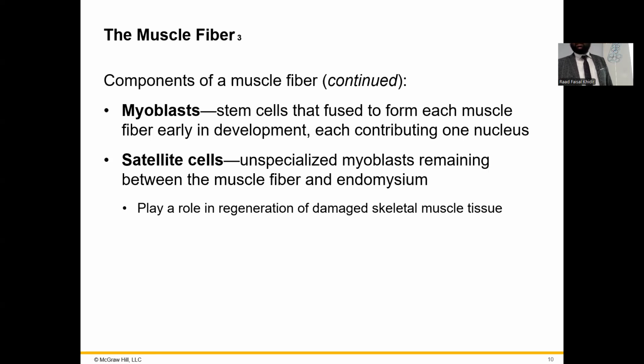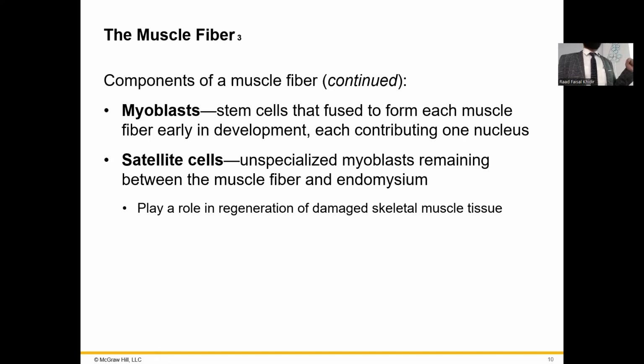So myoblasts are stem cells that fuse to form each muscle fiber early in development, and each one contributes a nucleus. Guys, you have to know your myoblasts. Your myoblasts are your muscle cells that will divide. These are the stem cells that fuse to form the muscle fiber early in development.